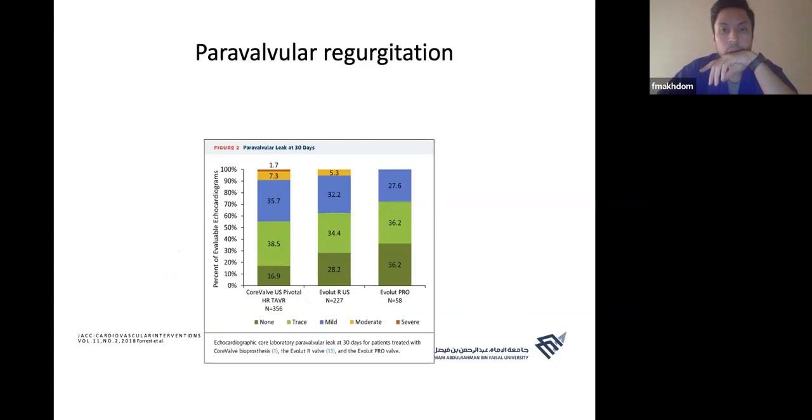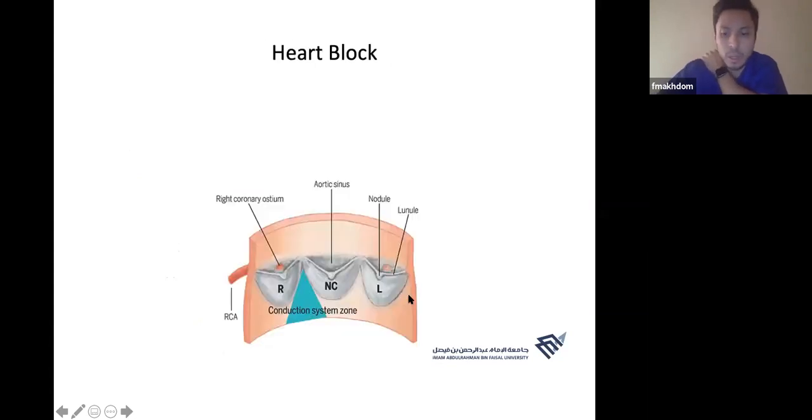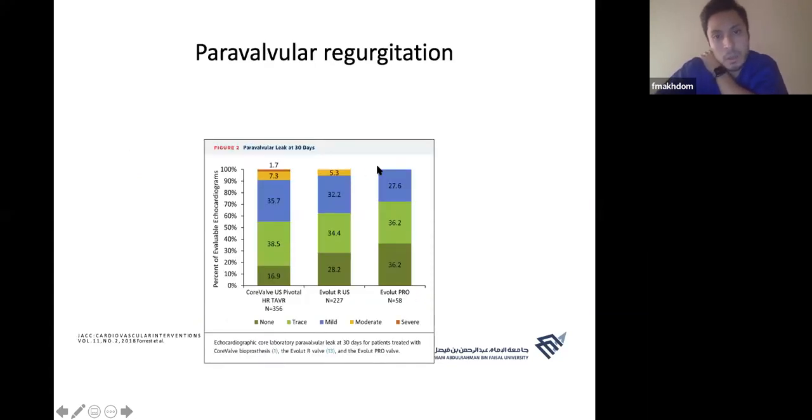This slide shows almost the same idea. You'll see that with the evolution of technology, this was the first CoreValve, the first generation of the CoreValve, compared to the Evolut Pro, which is the latest generation. You see no severe AI. The incidence of mild has decreased, and the incidence of moderate to severe also has decreased.